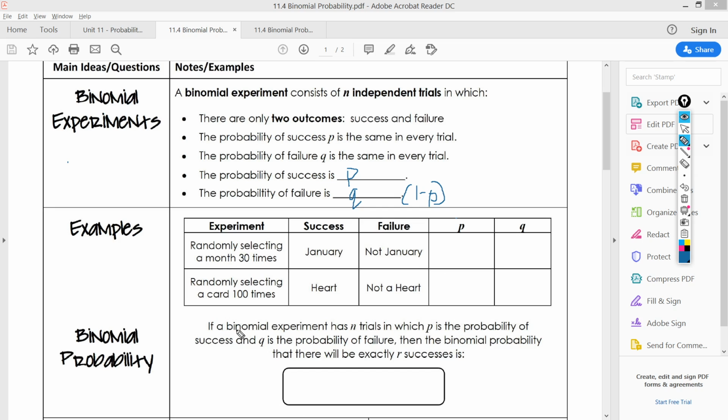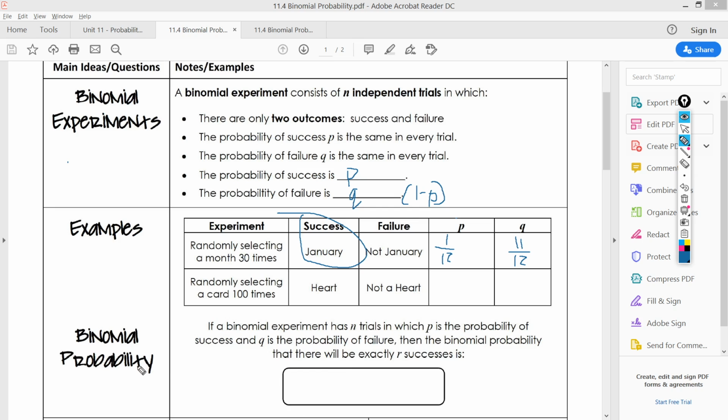This is just common sense. What's the chance of getting January versus not January? The chance of success is P. So what's my chance of getting January if I randomly select a month? 1/12. What's the chance of getting not January? 11/12, right? It's just basic probability we already went over.